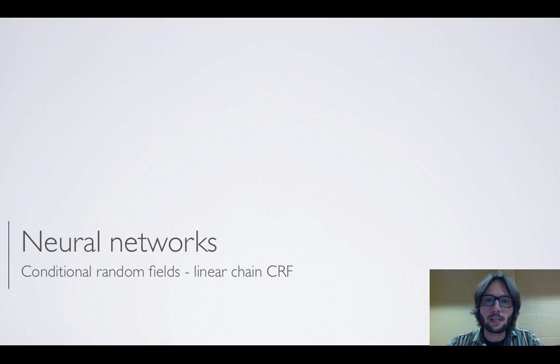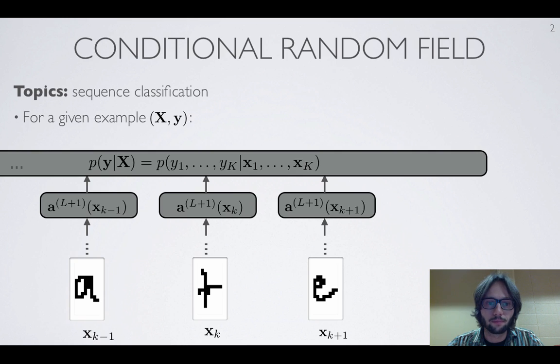In this video, we'll see a simple type of conditional random field known as the linear chain conditional random field. We motivated the use of conditional random fields in the context of sequence classification, where we want to be able to jointly model the full sequence of labels associated with a sequence of inputs.